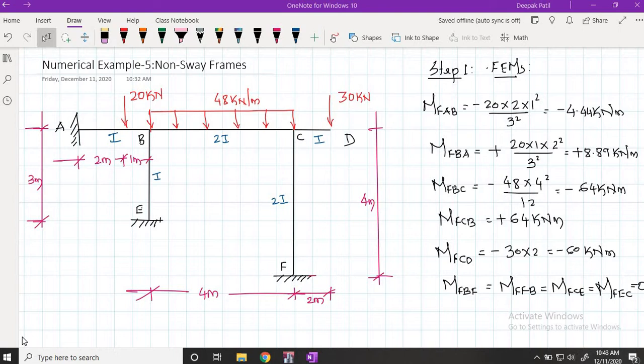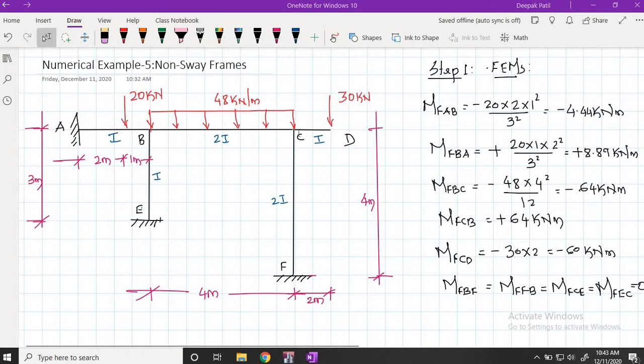The first step remains the same. I have shown this frame here, so it has an overhang CD and all other things are as usual. The first step remains the same, that is finding fixed end moments. I have calculated the fixed end moments using the standard formulae we have for a UDL and for a point load not at the center.